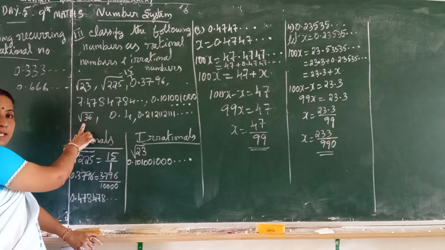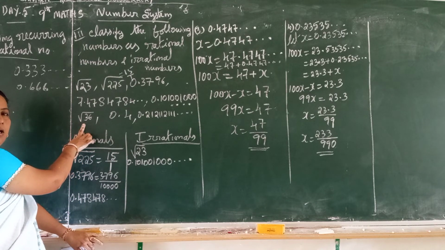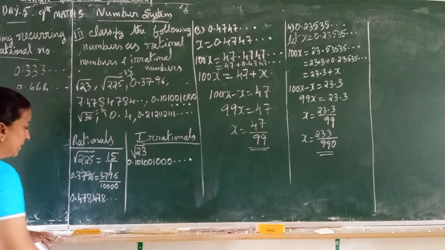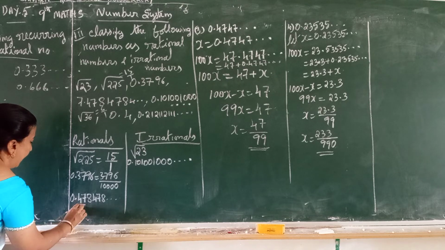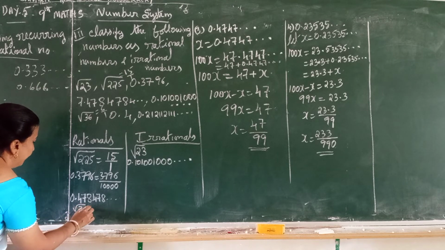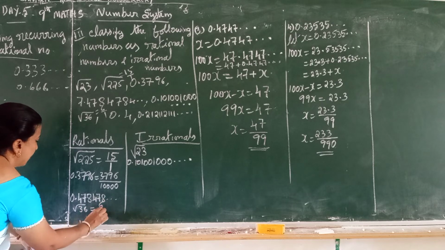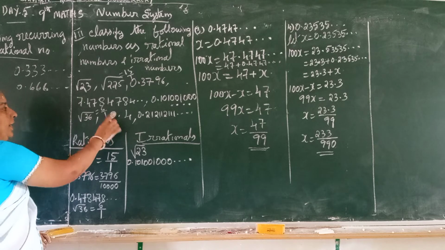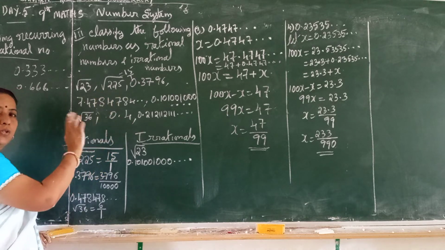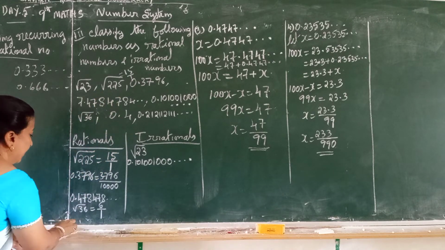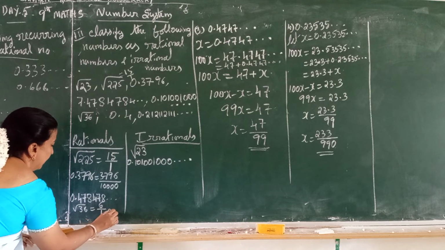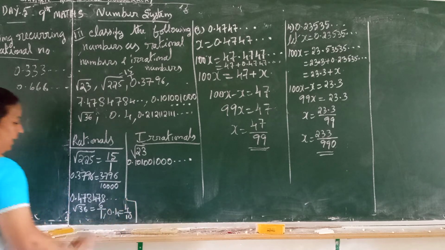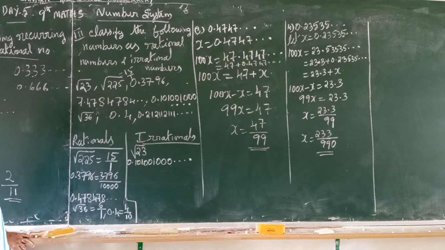Look at this 36. 36 is a perfect square or not? Yes, it can be written as 6. 6 can be written as 6 by 1. Therefore, square root of 36 is equal to 6 by 1, a rational number. Next, 0.4 stops. 0.4 is equal to 4 by 10, also a rational number.